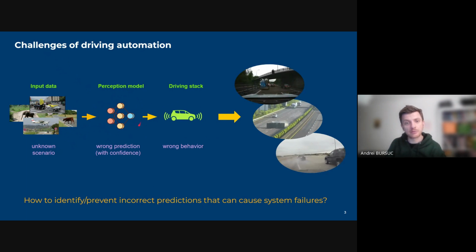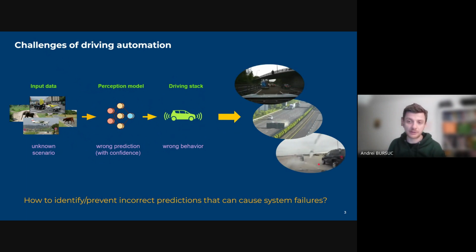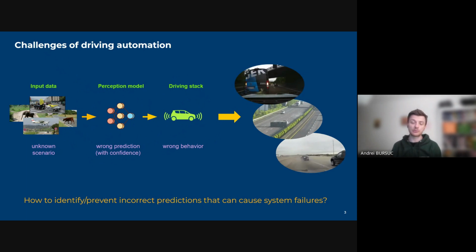And this wrong prediction will be used by another downstream system, like the driving stack, where it uses this to have an idea of the free space around the vehicle, or whether there's an obstacle or not. And since our prediction was wrong, it can lead to a propagation of this wrong prediction downstream. And if it's a very significant error, it can lead to an accident. So our goal here, given these complex systems that we can encounter in the real world, is how to identify and eventually prevent the incorrect predictions that can cause such system failures.